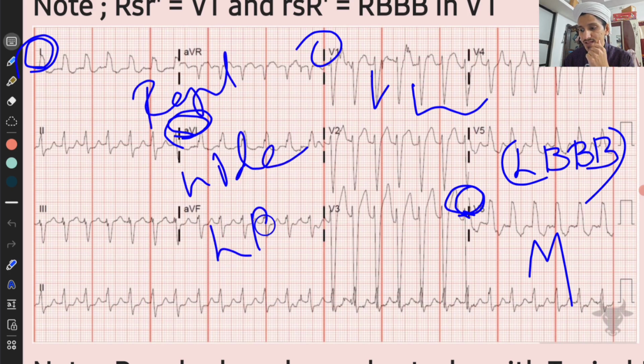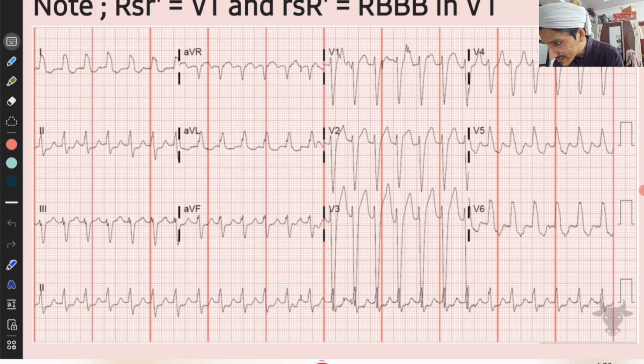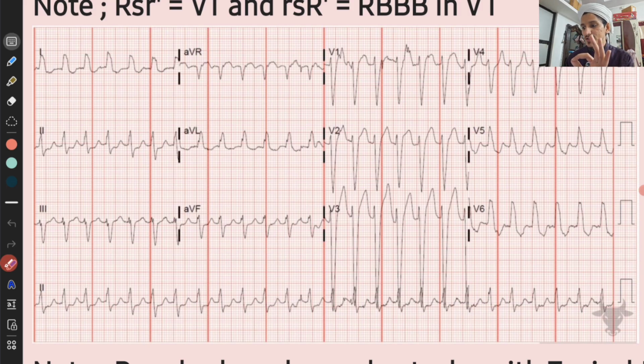So this is SVT with aberrance actually. So it will respond to adenosine. If you give adenosine, you will know what type of tachycardia it is. Okay, that's all. This is wide complex, this is SVT with typical bundle branch block.